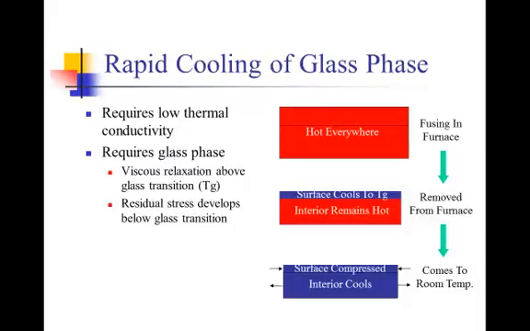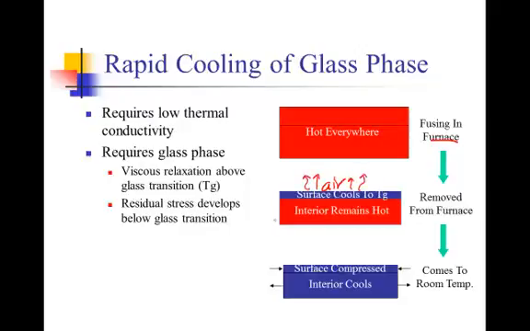Okay, so how do we conduct the rapid cooling of a single type of ceramic? Imagine that the single composition of ceramic is in the furnace. It's hot everywhere, and we remove it and place it in room temperature air. On the surface, the heat leaves and goes into the air.